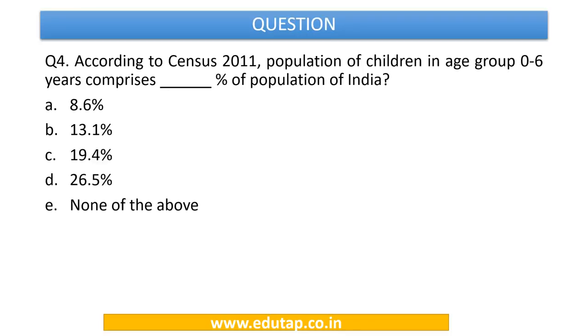According to Census 2011, the population of children in the age group 0 to 6 years comprises dash percentage of population of India. So in this question, we are being asked what is the proportion of the children in the age group of 0 to 6 as a percentage of the total population of India. And the options are 8.6%, 13.1%, 19.4% and 26.5% or none of the above.